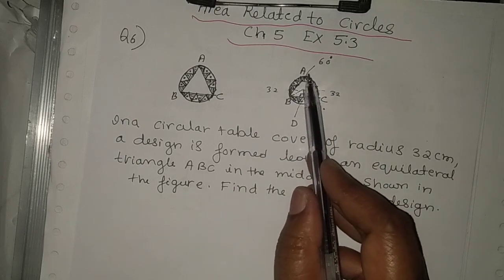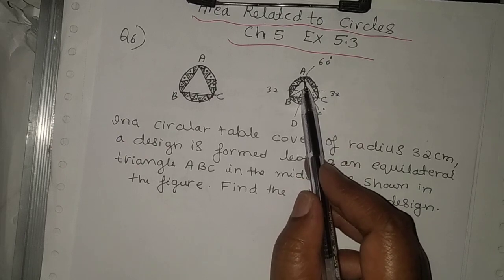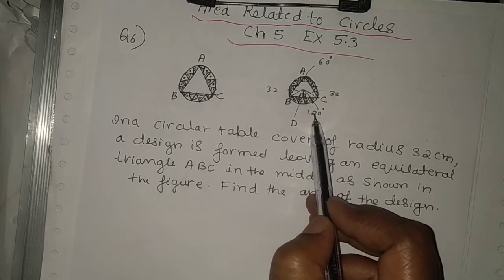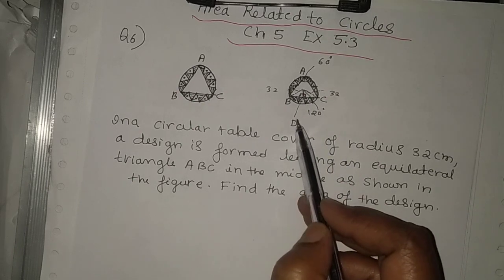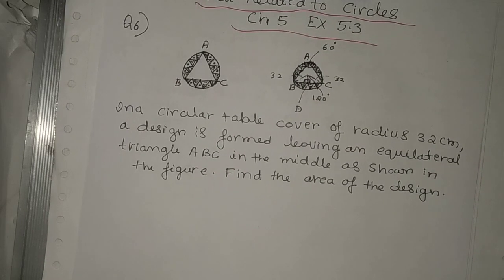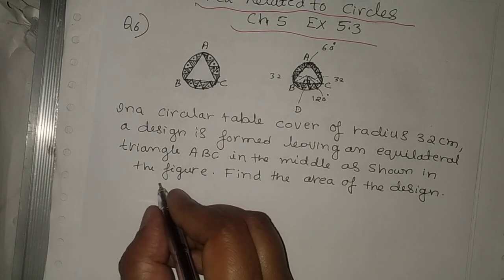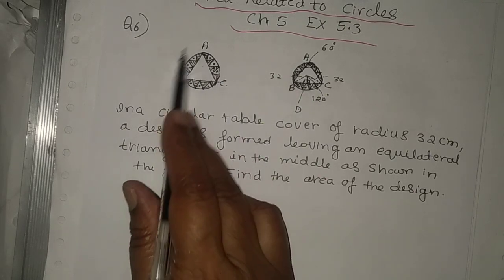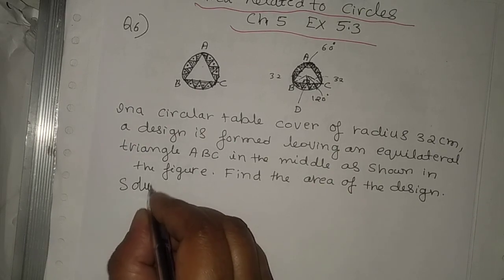So here equilateral triangle ABC is there. Since it's an equilateral triangle, these angles are all 60 degrees, and the angle at the center will be 120 degrees. This point is called D. So we will continue with the problem. What is the data here? In the first part of the question we will find out the area of the circle. We will see what data is given here.